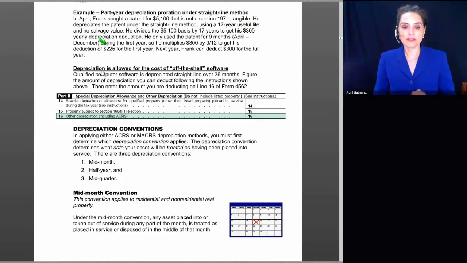And where would you enter that deduction of $225? You would enter it on line 16. Other depreciation, including ACRS depreciation, is entered on Part 2 of Form 4562, line 16.